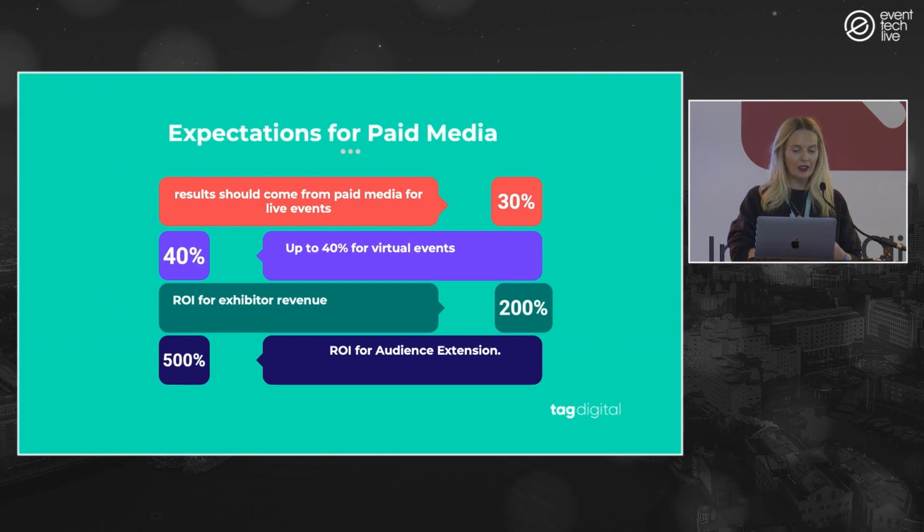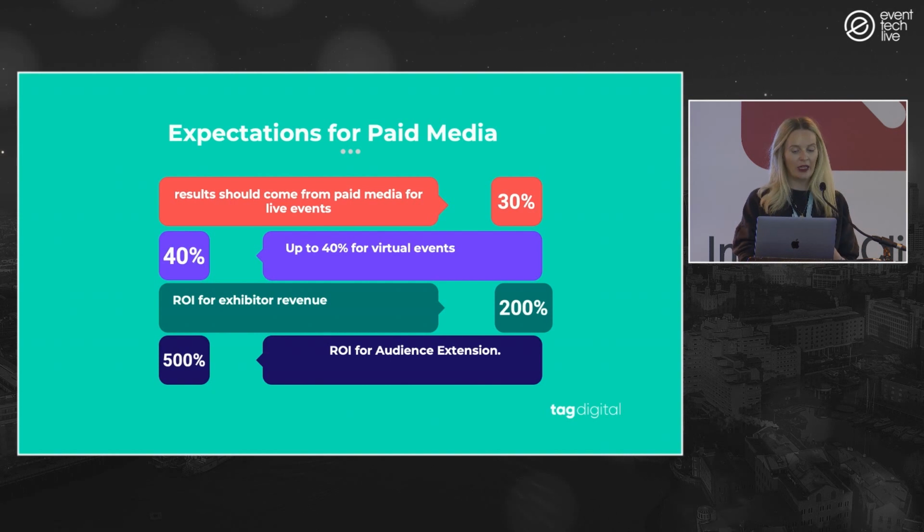40% for virtual events. When you're doing your exhibitor lead gen campaigns, you'd be expecting about a 200% return on those. So you're wanting to get your leads coming in, whatever the cost is, say it's £10, understanding what that conversion rate is from lead to sale, and understanding what your average order value is, so you can attribute that back to your initial cost per lead.